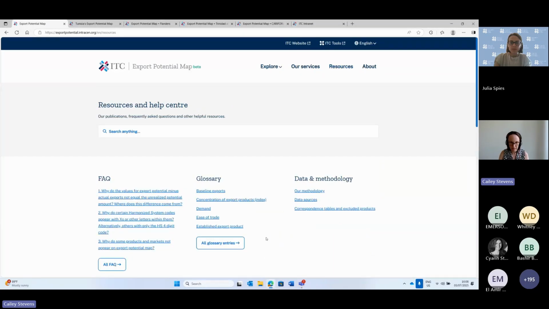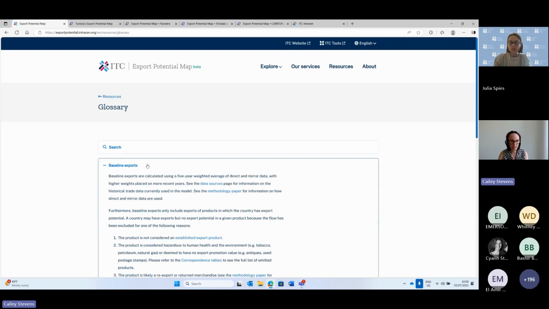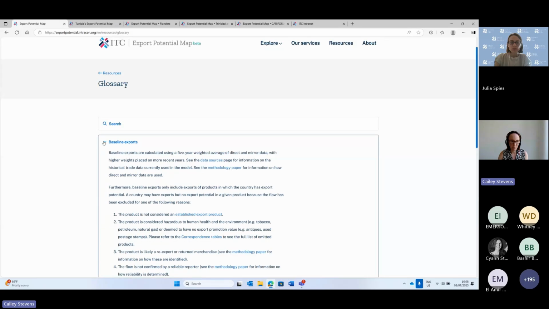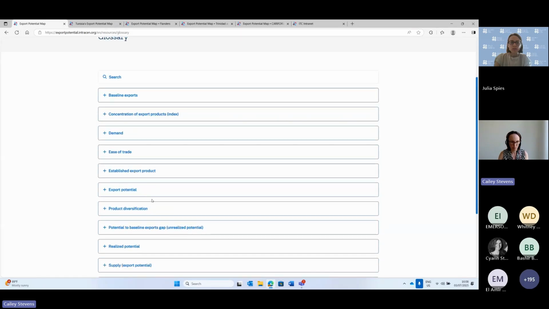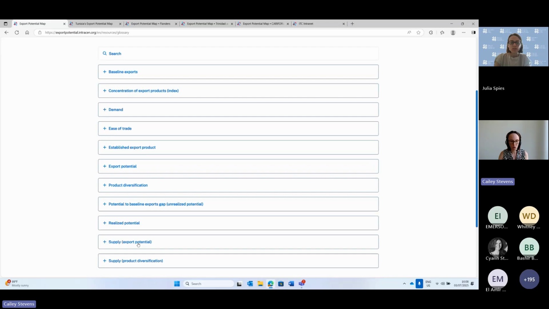And so the first thing that I will say is that if you want to read the methodology paper, you can find it here under our methodology. I would also recommend reading the glossary entries. So you can click here to find all glossary entries, and you can look at, for example, export potential, and then you can look at demand, supply, ease of trade, unrealized potential.